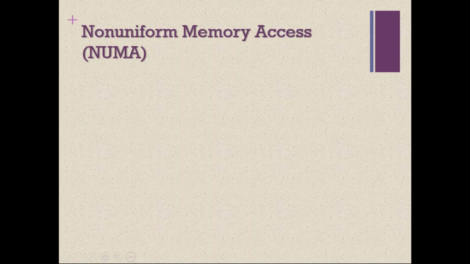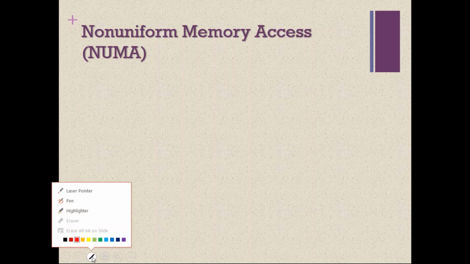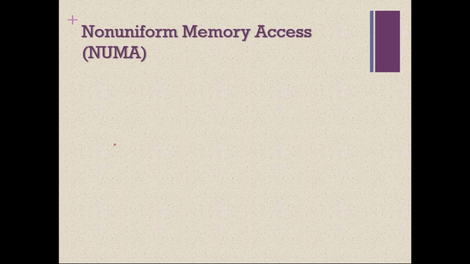If you recall from the beginning, as per Flynn's classification, the different multiprocessors are classified into different categories like SISD, single instruction stream, single data stream; SIMD, single instruction stream, multiple data stream; MISD, multiple instruction stream and single data stream; and MIMD, multiple instruction and multiple data stream. Under MIMD, again we have two types.